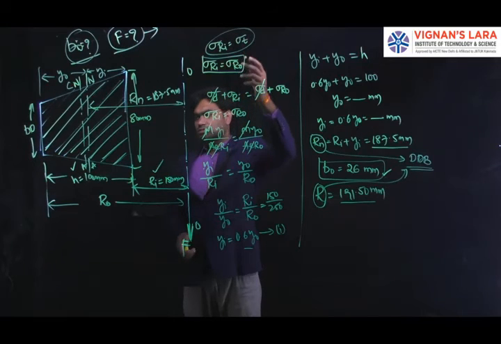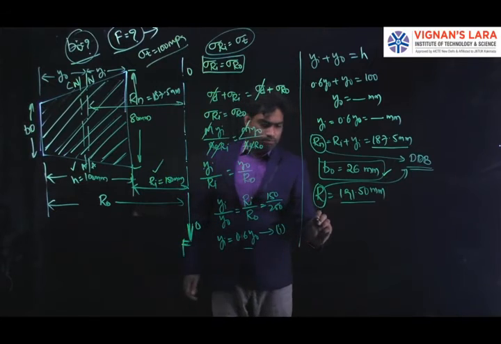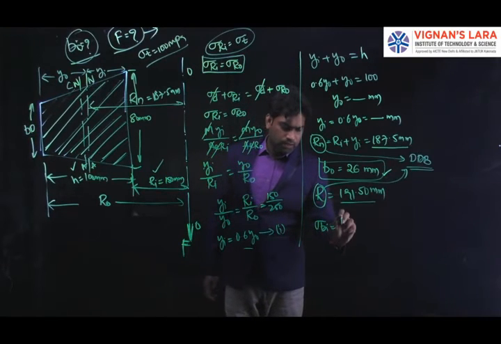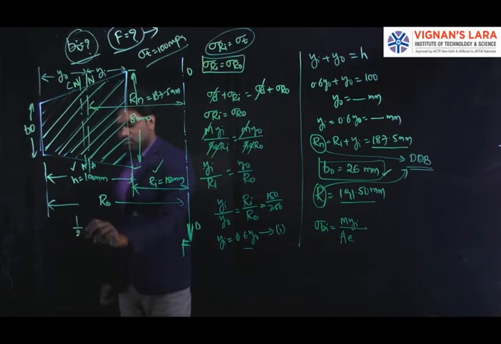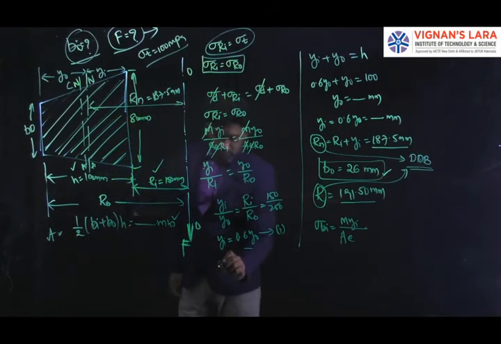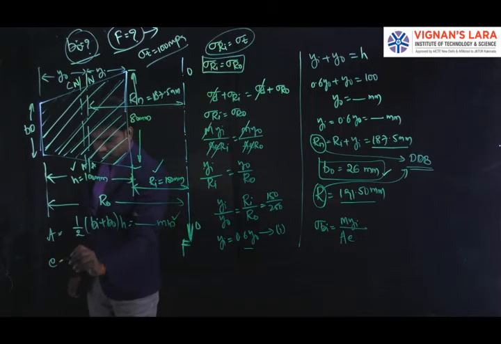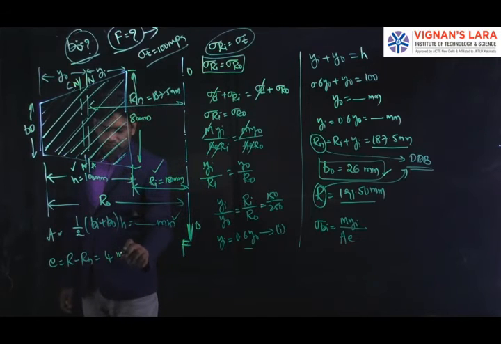So the permissible stress in Pascal. We can find out the sigma bi in terms of yi, which is known, and find out the cross sectional area, that is half of bi plus b naught into h. So we get it in Newton per mm square, that is the cross sectional area. And the equation value for e is R minus Rn, that is 187 and 191. You can get around 4 mm. So you can check it.